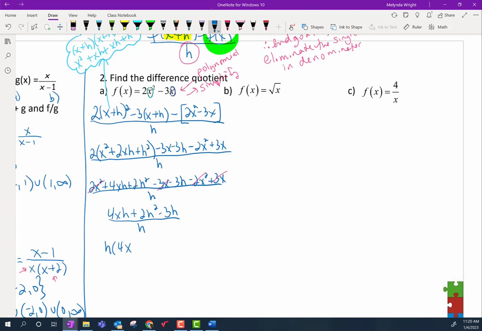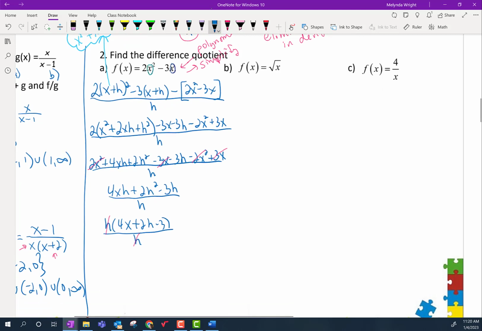I'm left with 4x plus 2h minus 3 all over h. And beautifully, the h's go away, which was what my final goal was. And I'm left with 4x plus 2h minus 3. Okay, I got rid of that single h on the bottom, and that is my goal. When I'm working on these difference quotients, that's what I want to have happen. I want the single h to go away.